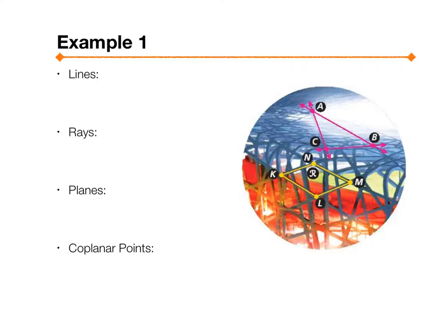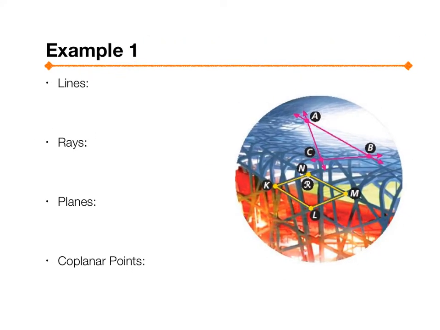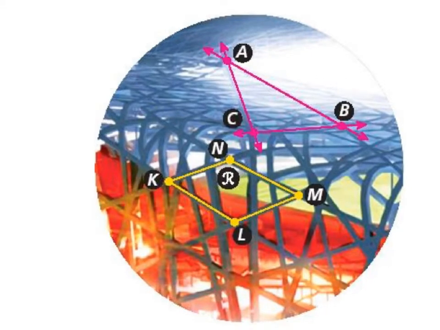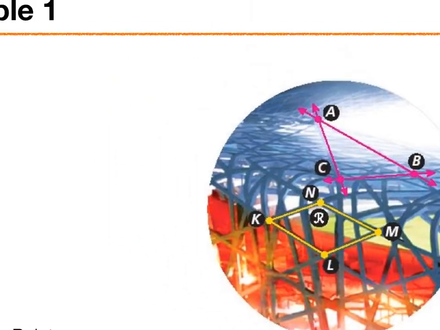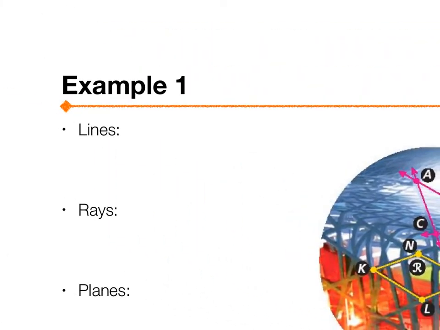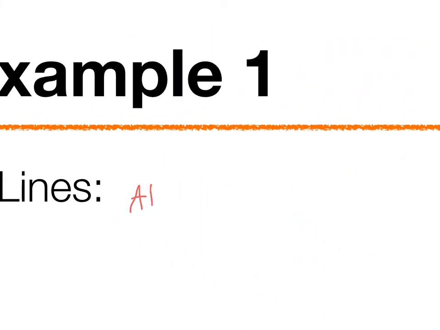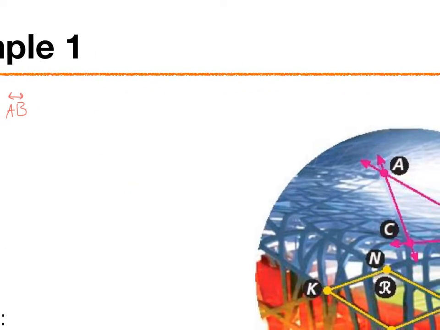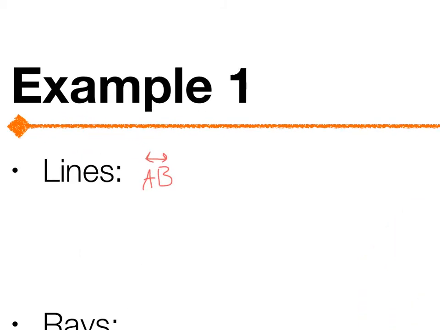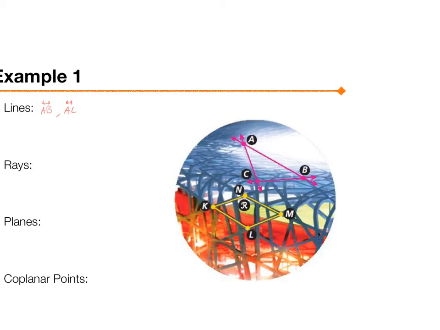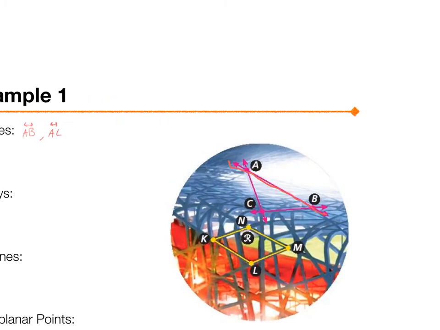Okay, example 1. Can anyone name lines in this picture? Joseph? AB. Right, we have line AB. What's another one? AC. So right now we have this line, AB, and AC.